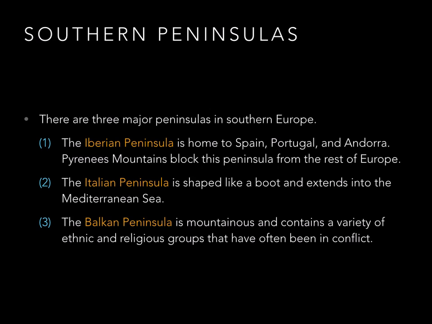Second is the Italian Peninsula. It's shaped like a boot and extends into the Mediterranean Sea. And third is the Balkan Peninsula. This peninsula is mountainous, and it contains a variety of ethnic and religious groups that have often been in conflict throughout the centuries.